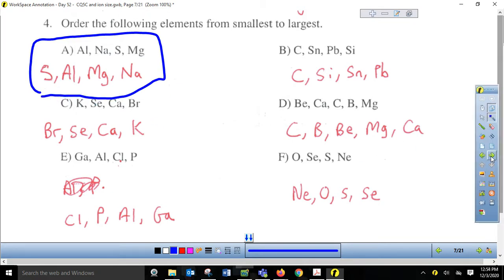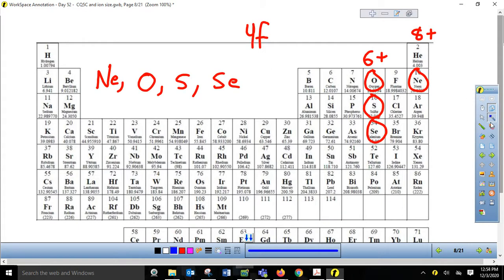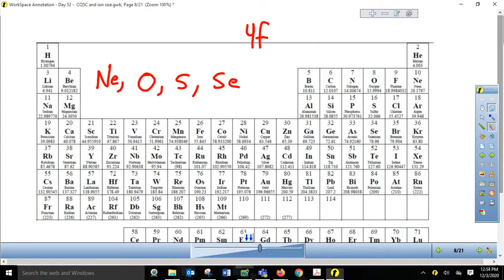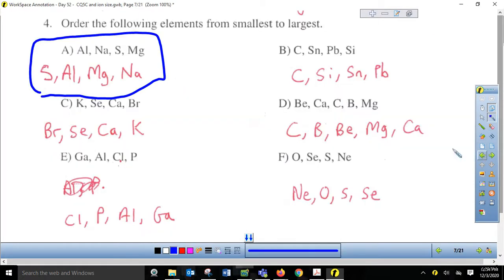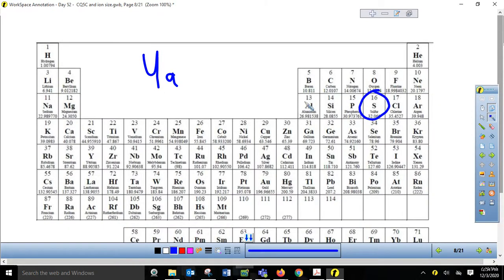Well, I look at that, and I find the elements in the periodic table. Let me erase this. That's for the next one we're going to look at. In question 4A, look, we had sulfur, aluminum, magnesium, and sodium. So just look there, they're all in the same row. So for us to do this, things have to be in the same period or same column. It's really hard to compare things that are diagonal because we have conflicting information.